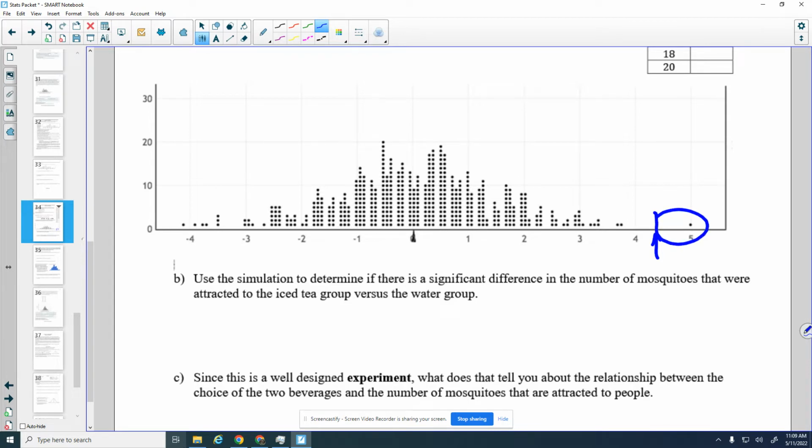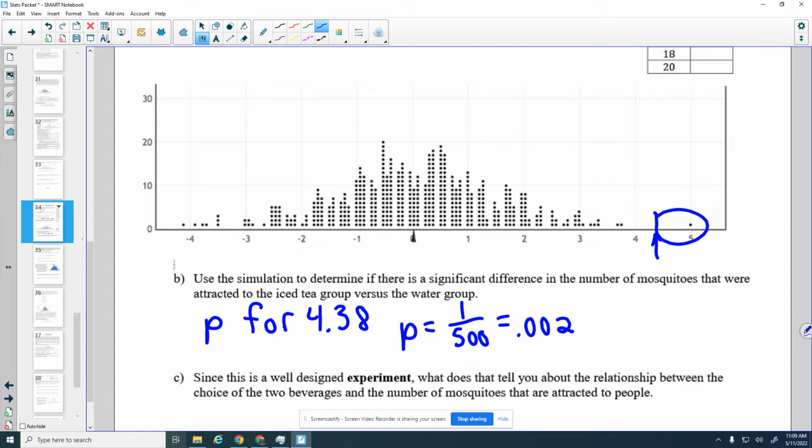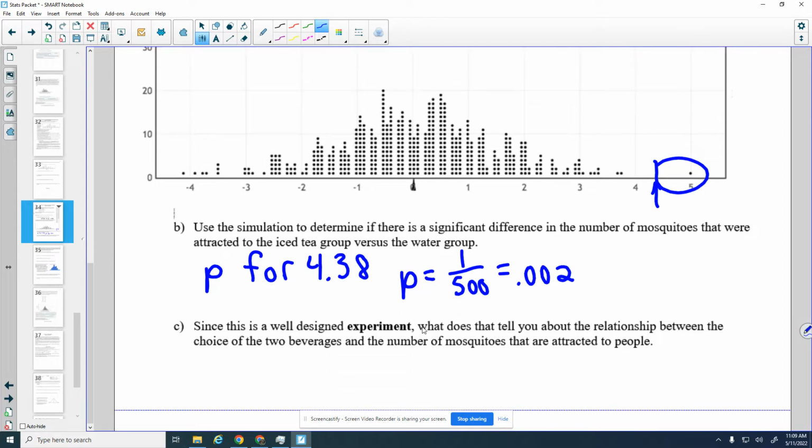So use the simulation to determine if there's a significant difference in the number of mosquitoes that were attracted to iced tea group versus the water group. Okay, so the p-value here for 4.38, the mean difference of 4.38, is that we had 1 out of 500 dots that were more extreme. So that's a value of just 0.002. So when we're describing this, that's a p-value that's definitely less than 0.05, 5%, which is our cutoff.